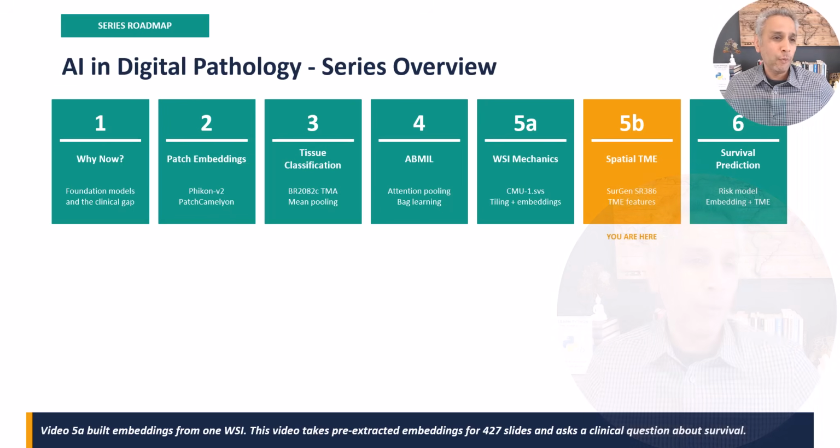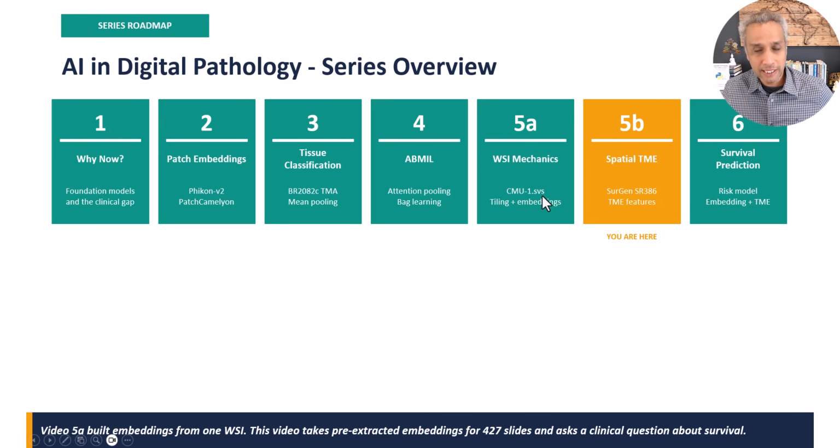Now, where this sits in our series is obviously right after video 5A. I definitely recommend watching that because it gives you an idea of how we read the whole slide image, how we extract these embeddings, and how we save the spatial coordinates along with them. That's our starting point in 5B, even though we're not loading exactly the same dataset. That's why I say maybe you don't need to pause this and watch that video first. You continue with this, but watch that at some point.